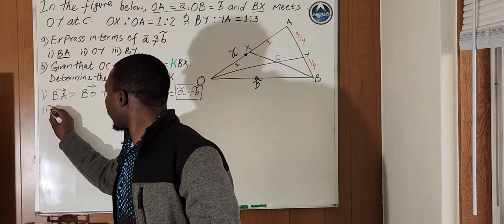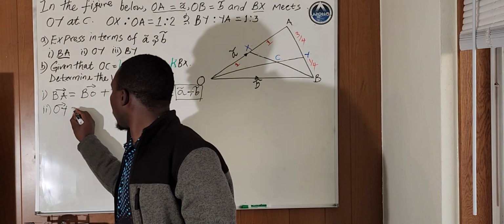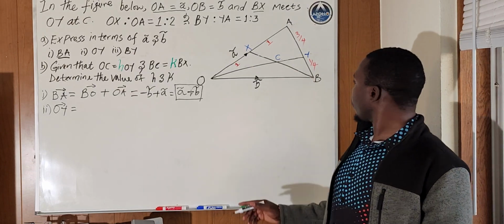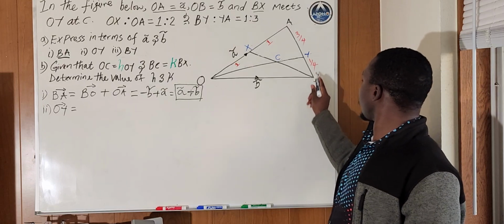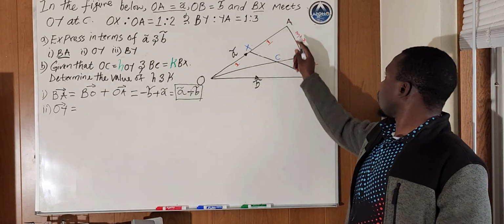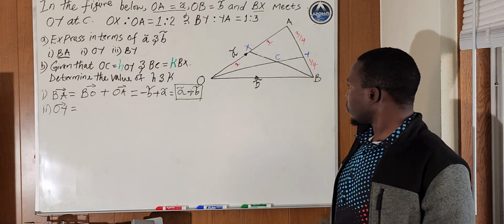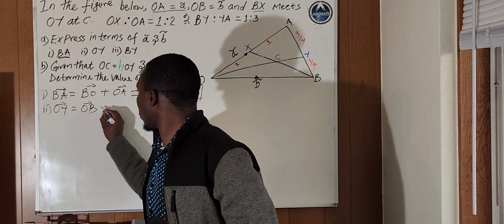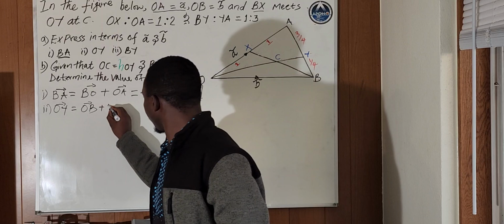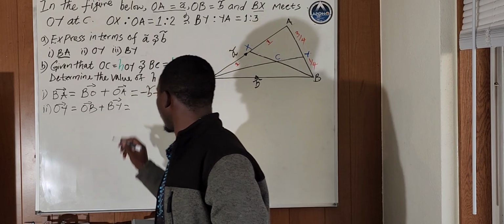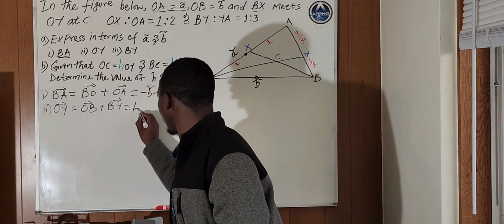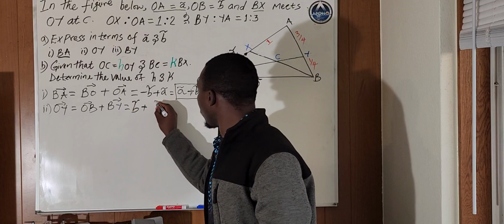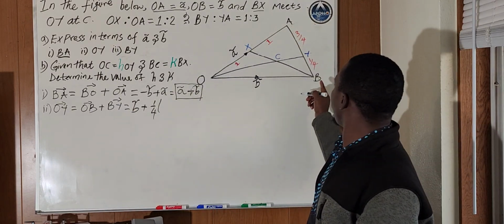We do the second part, OY. Let's see, what's OY? OY is given by OB plus BY, or OA plus AY. Let's use OB plus BY, which is the same as OB, which is vector B, plus BY, which is 1/4 of BA.